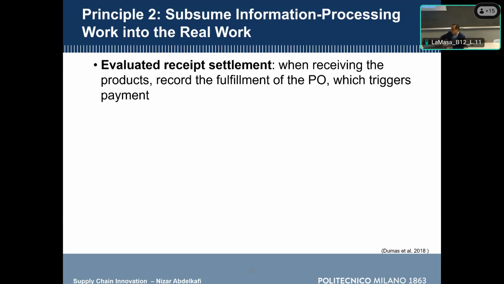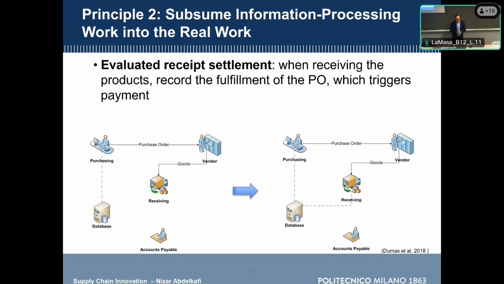Okay, so in the first as-is, it was just reception and storing. And in the to-be process, the improved process, it is receiving and storing, but also comparing the goods received with the document in the purchasing order stored in the database, right? And this is principle 2, called evaluated receipt settlement, because when receiving the products, record the fulfillment of the purchasing order and then trigger the payment. Okay, so this is what the second principle means.